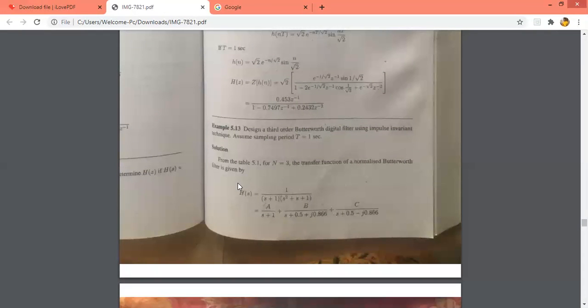What I told you, we should write it in partial fraction form where each term should have only one pole. Okay, so like that we are writing. Find out A, B, C. After finding A, B, C, we substitute A, B, C, write h of s. We got h of s is like this. Okay, now what is h of z?